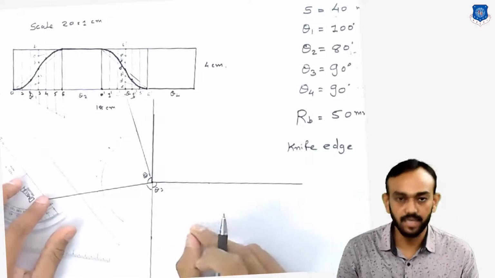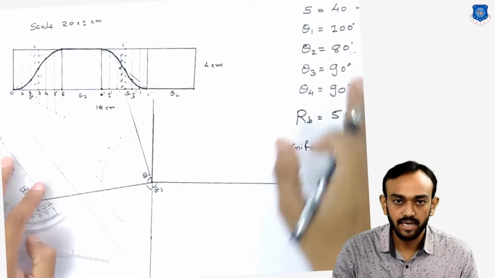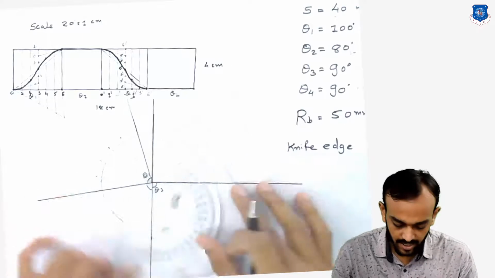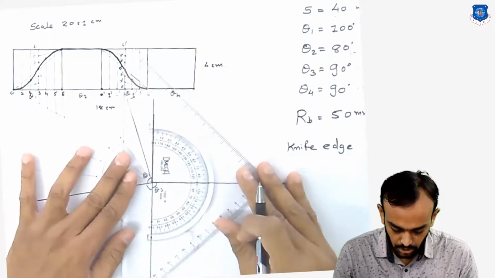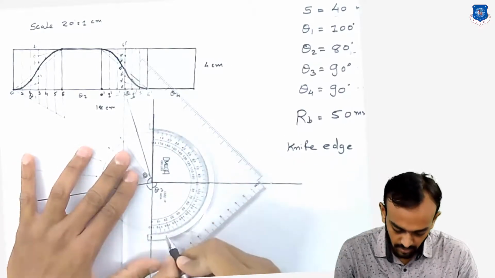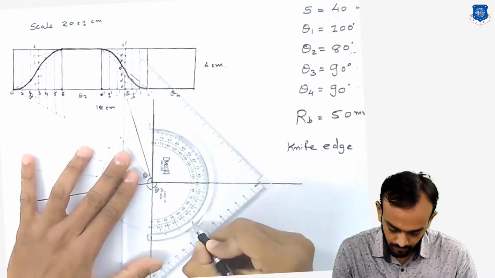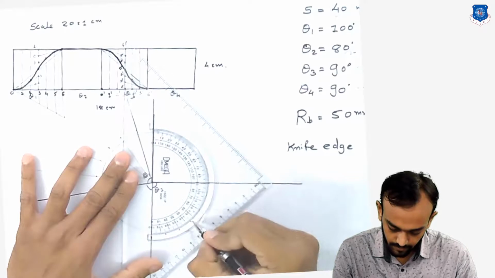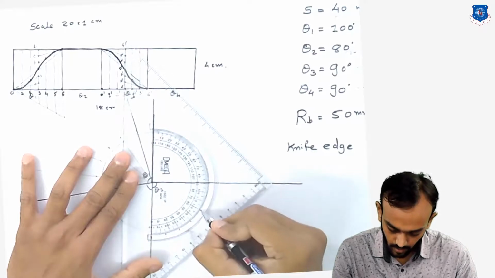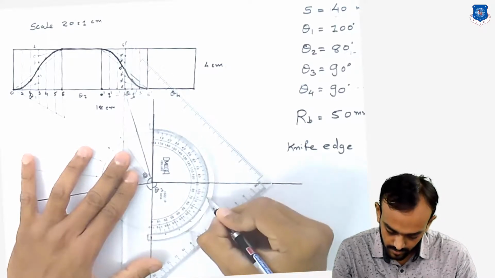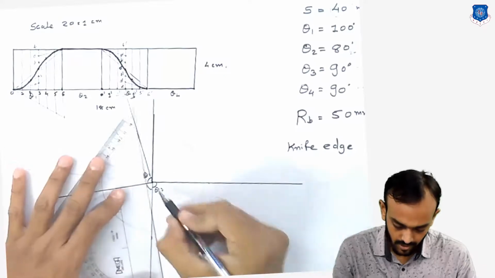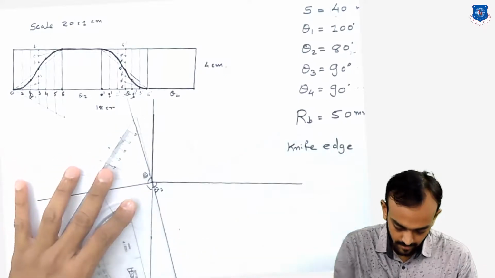The same will be for theta 3. Theta 3 is 90 degrees. 90 divided by 6 is very easy, 15 degrees each. So the partition will be 15, 30, 45. Draw this line also here like this.